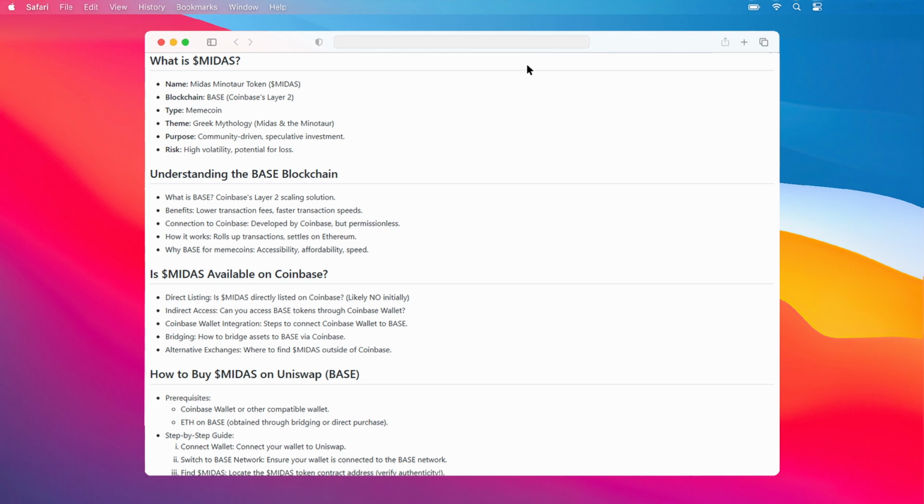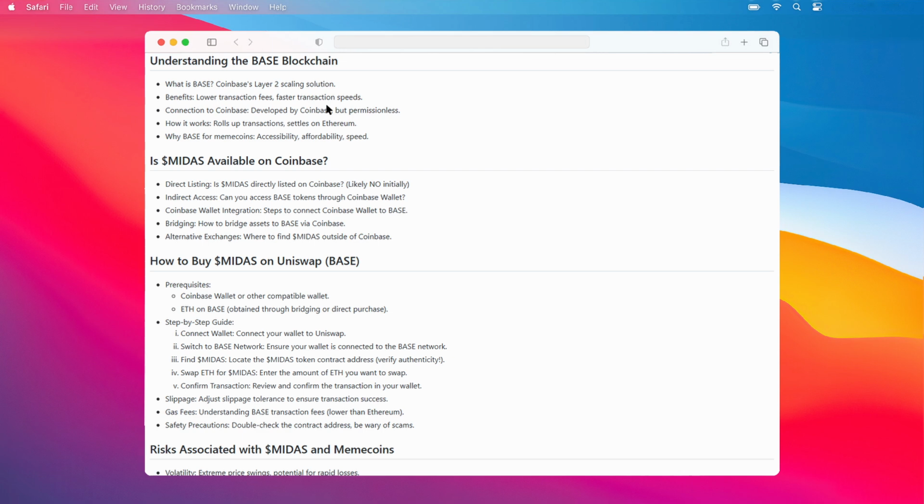Now, let's unpack the Base blockchain. Base serves as Coinbase's Layer 2 scaling solution, delivering benefits like lower transaction fees and faster transaction speeds. Although developed by Coinbase, it operates in a permissionless manner. Functionally, it rolls up transactions and settles them on Ethereum, making it appealing for memecoins due to its accessibility, affordability, and speed.